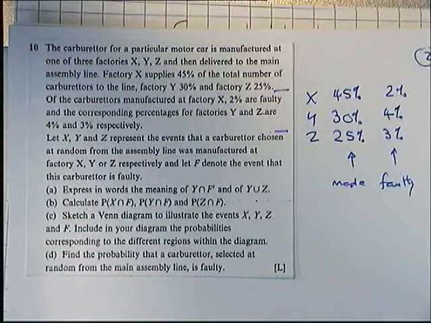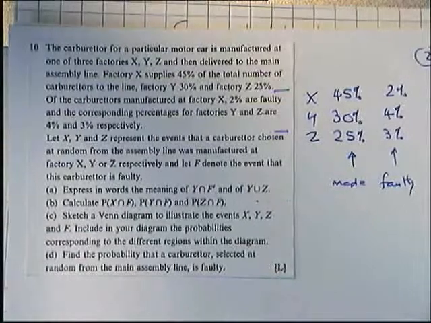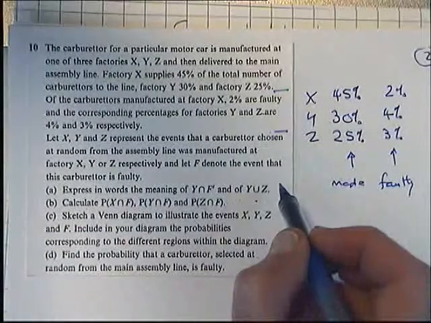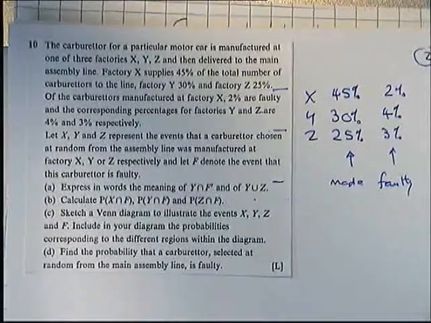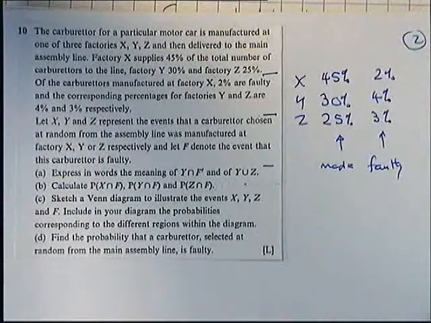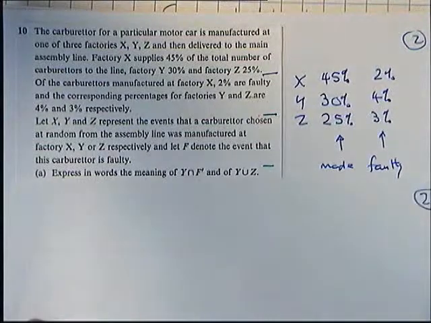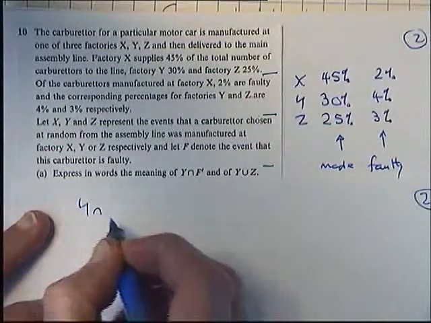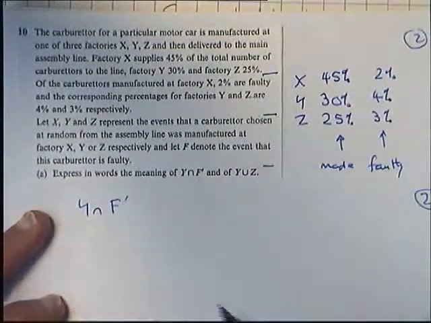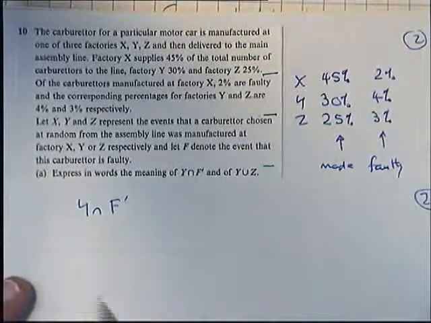Let X, Y and Z represent the events that a carburettor chosen at random from the assembly line was manufactured at X, Y or Z respectively, and F denote that it's faulty. That all makes sense, just using some symbols. So we've dealt with everything up to there. Part A, express in words the meaning of Y intersection F dash. That's the first one.